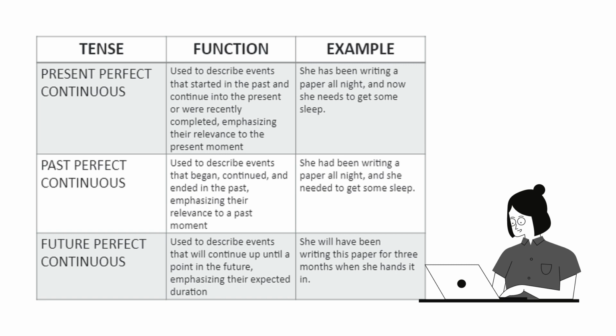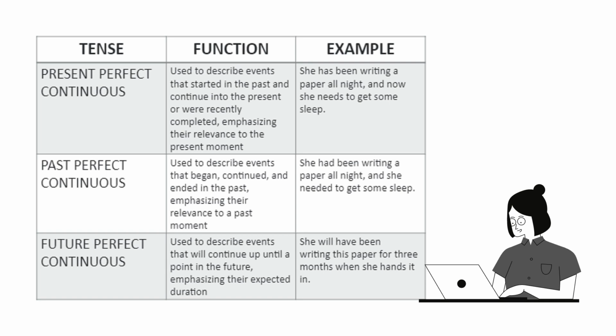Now, let us see the past perfect continuous tense. It is used to describe events that began, continued, and ended in the past, emphasizing the relevance to a past moment. For example, she had been writing a paper all night and she needed to get some sleep.